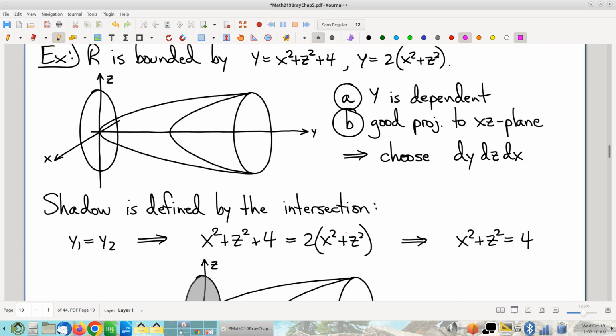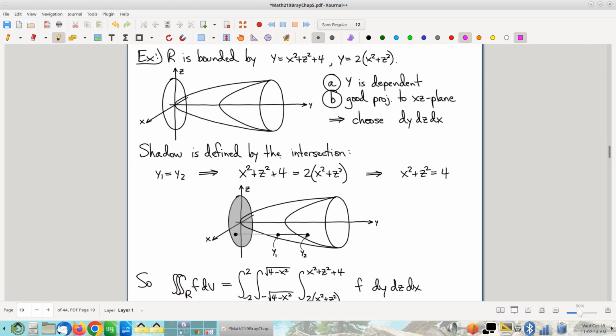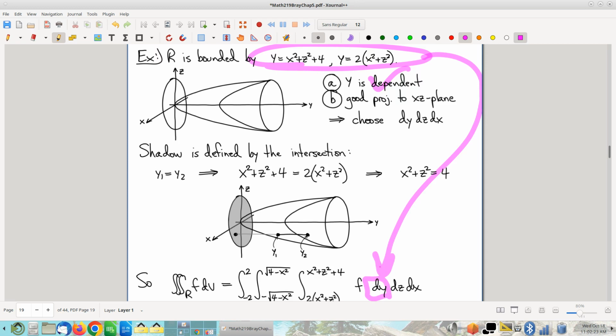And let's see here. Let me fit as much as possible on the screen. Notice Y is the one I'd like to solve for. And so, motivated by that, I'm going to put dy on the inside. Also, notice I claim we have a good projection into the XZ plane. Think about what that shadow looks like there. That shadow in the XZ plane.